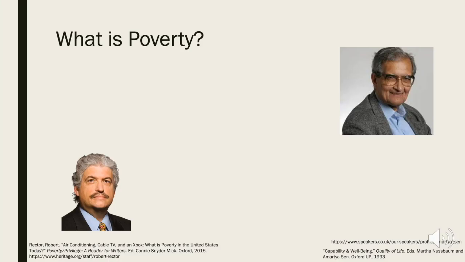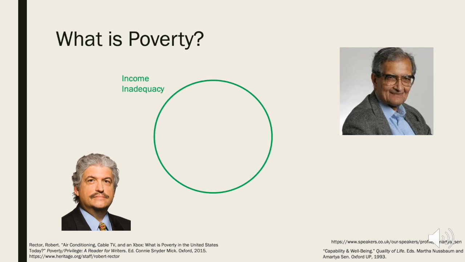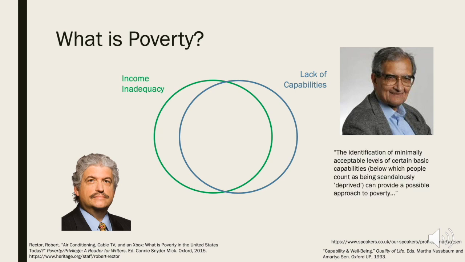What is poverty? Some might describe poverty as simply an income inadequacy, just not having enough money. However, Indian economist and philosopher Amartya Sen describes poverty as a lack of capabilities. He says the identification of minimally acceptable levels of certain basic capabilities, below which people count as being scandalously deprived, can provide a possible approach to poverty.